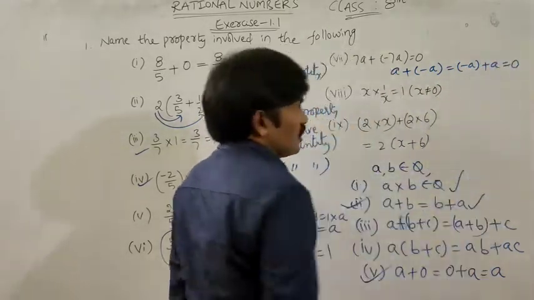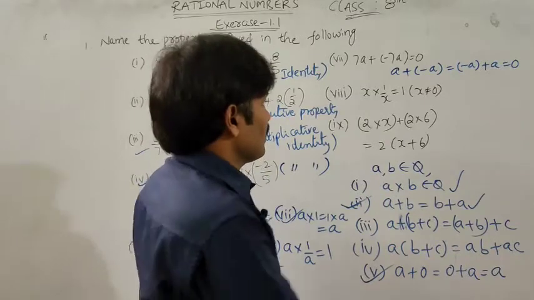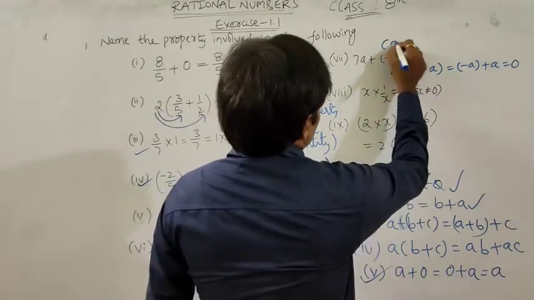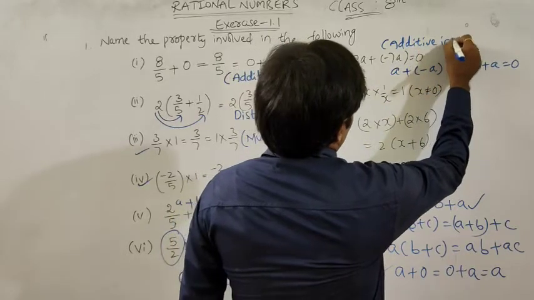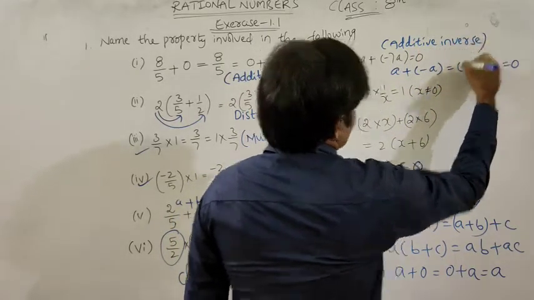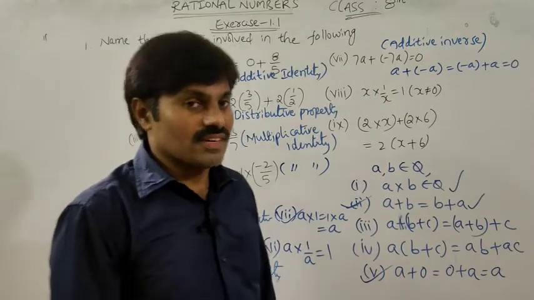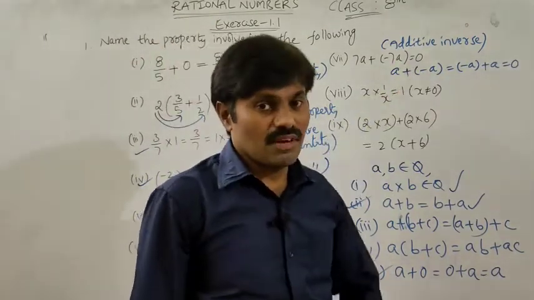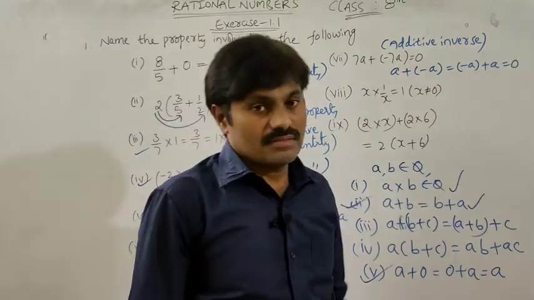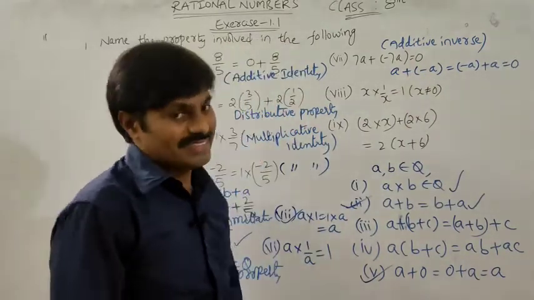Or not? Yes. So what do you call this property? Yes, that is called additive inverse. We call this property additive inverse. So 7a plus minus 7a is equal to 0 is an example of additive inverse. What is that? Inverse property, additive inverse.